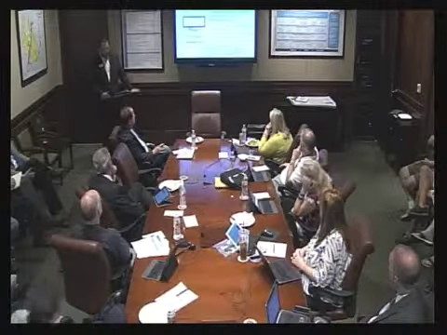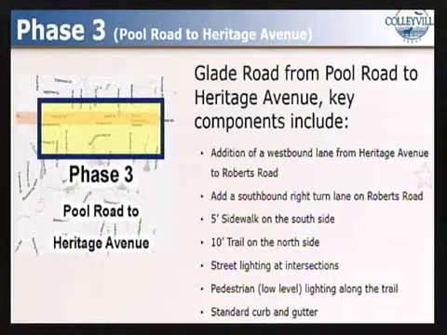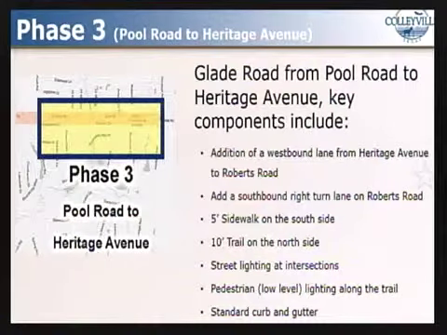The preliminary design, a conceptual design for this section of the corridor, includes all new pavement with left turn lanes where warranted, standard curbs and gutters designed to accommodate a 100-year storm event, a 10-foot trail on the north side, and a 5-foot sidewalk on the south side, with the addition of right turn lanes at Roberts Road and an additional westbound lane from Heritage Avenue to Roberts Road. This section of the corridor is estimated to cost over $4 million to complete construction, including design and right-of-way estimates. This section is also expected to take 14 months to construct.